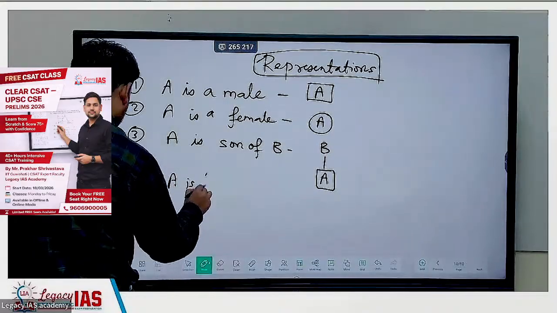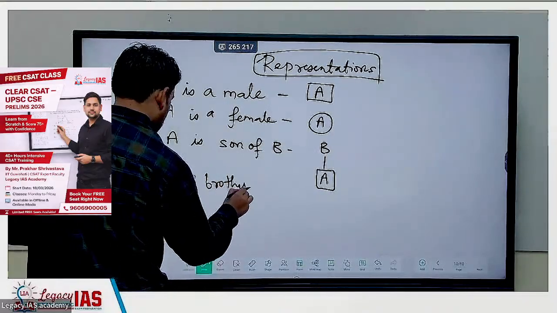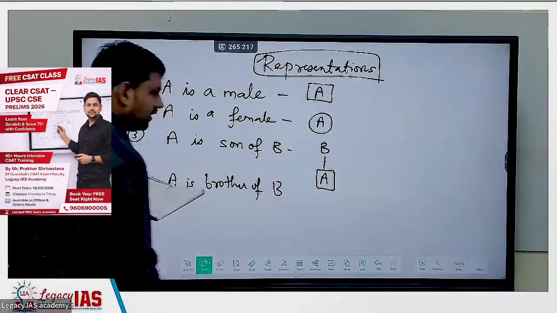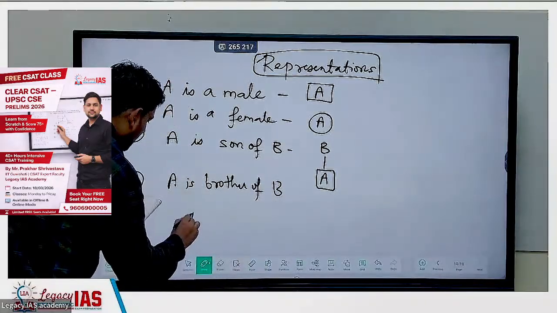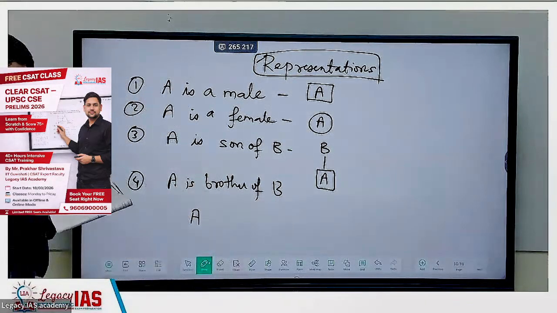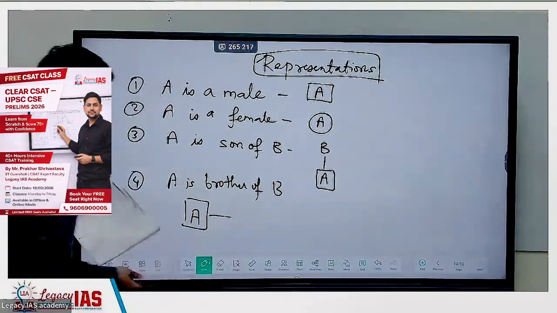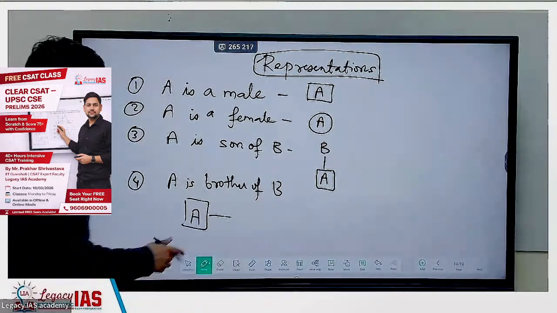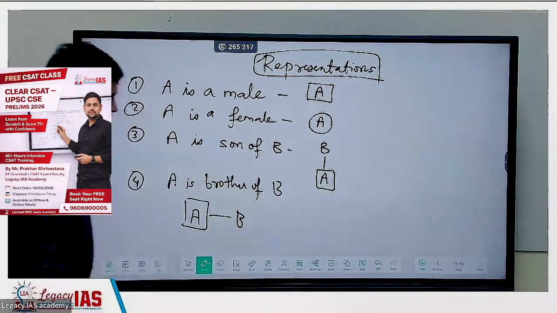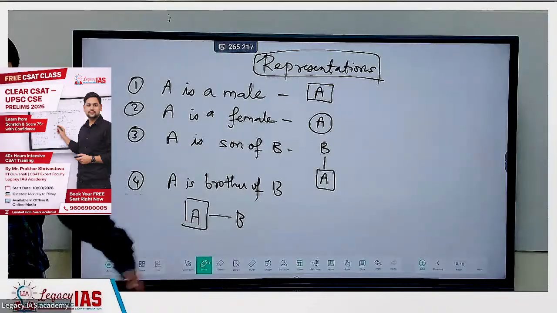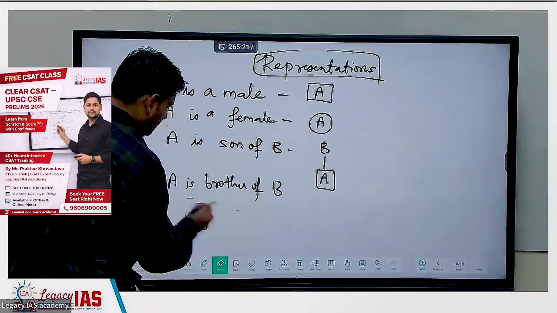Then A is brother of B. Again, we know the gender of A. A is brother of B. So A in a box connected horizontally to B. Correct? We don't know the gender of B.